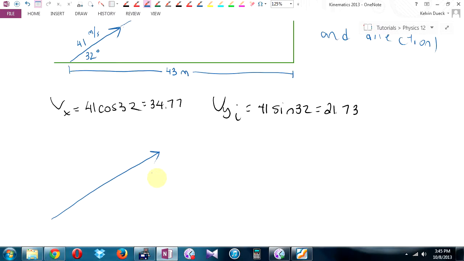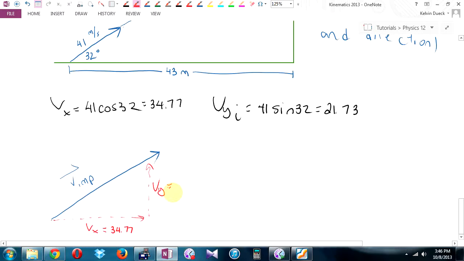Neve, do you notice that that velocity that I just drew, this V impact, is at an angle? Are you suggesting I should probably solve it using components? You would be correct, madam. I would say, hey, that's Vx, that's Vy. Where Vx is 34.77, is Vy going to be 21.73?